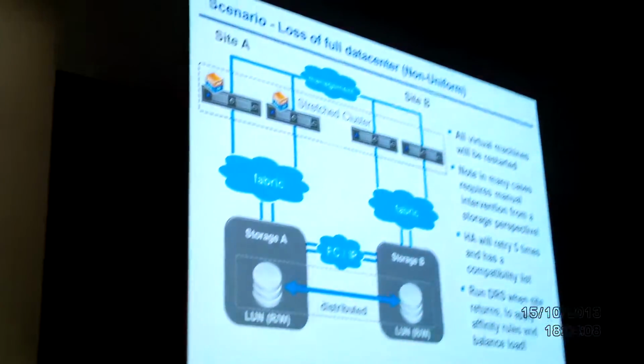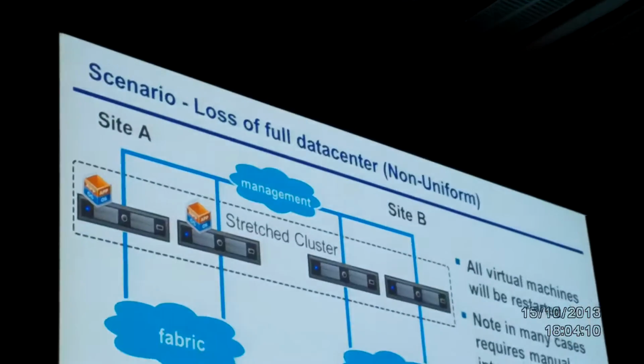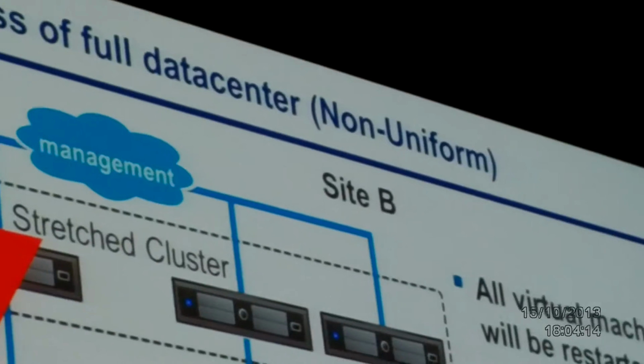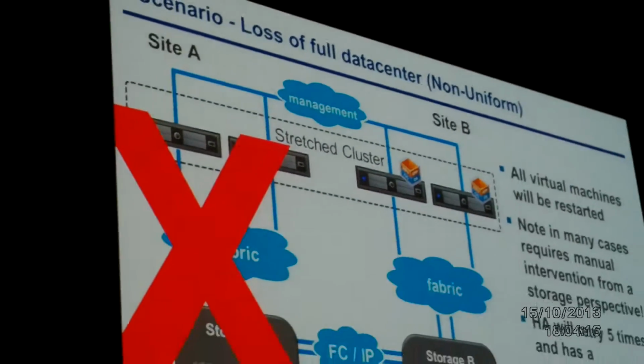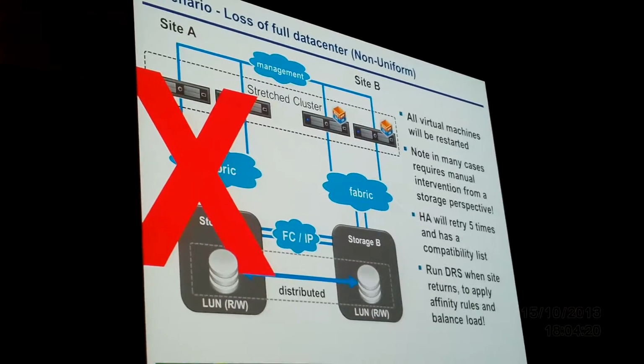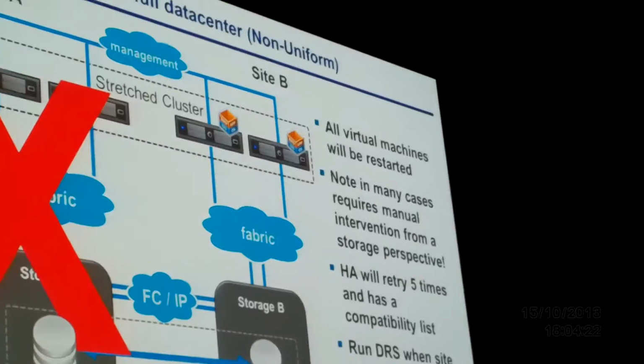So non-uniform, what would happen? Loss of a full data center. We now unfortunately lose half of my site, so I lose my two Sunfires over there. I'm devastated because I've lost my Sunfires. But again, in that situation, nothing is different. The VMs will restart on the other side.